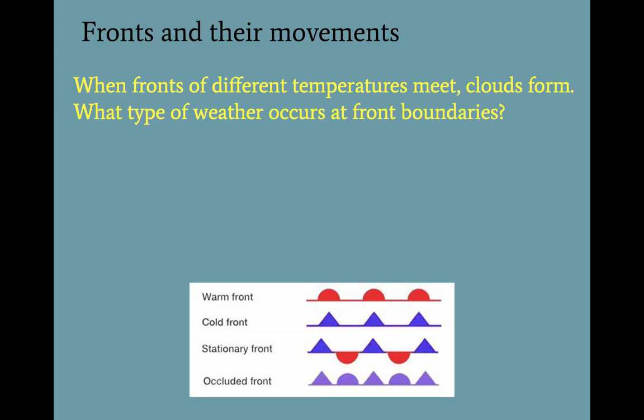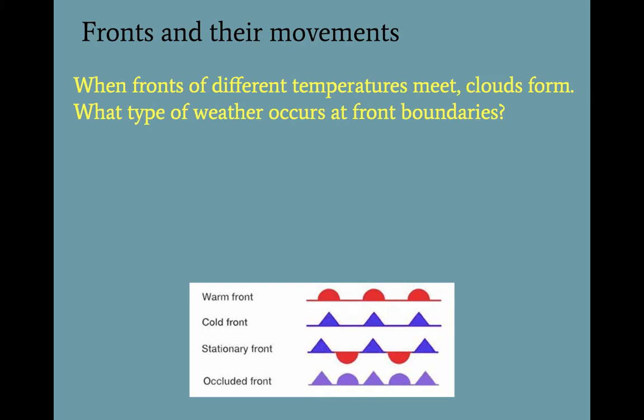We talked about occluded fronts, which is three different air masses, a cold, a cool, and a warm, that meet and trap the air. And then we talked about a stationary front. And a stationary front is what? How does it move?